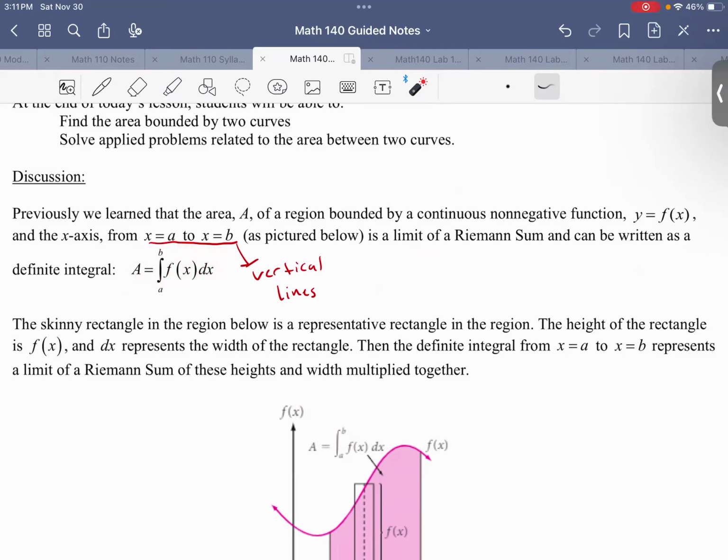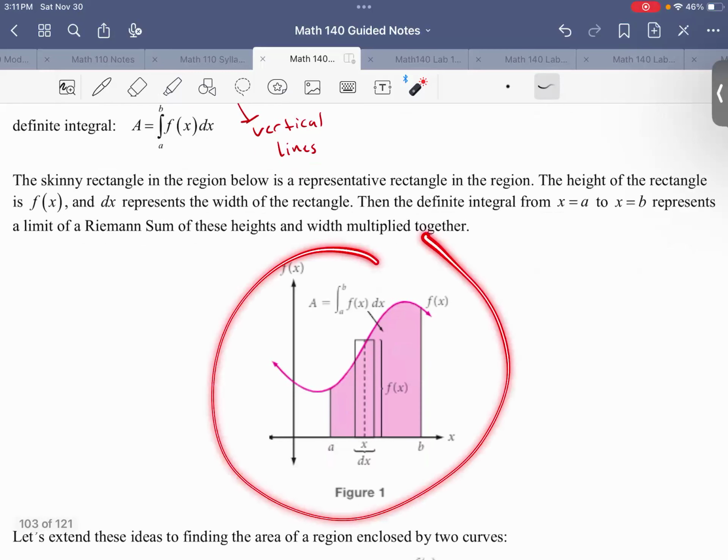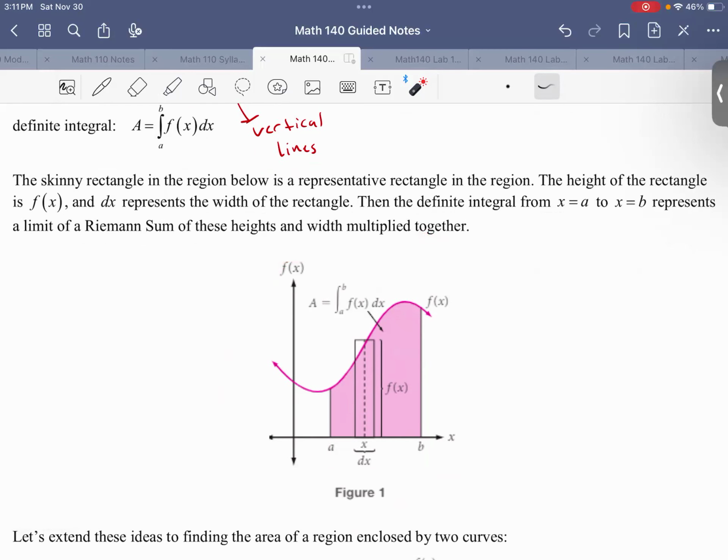Okay, so graphically, let's go ahead and see what that represents. If we look at this figure below in figure 1, we're trying to find the area of the shaded region from a to b underneath the graph of f of x. So the skinny rectangle in the region below is called the representative rectangle in the region. This skinny rectangle right here. So the height of this rectangle is f of x, and dx represents the width of the rectangle.